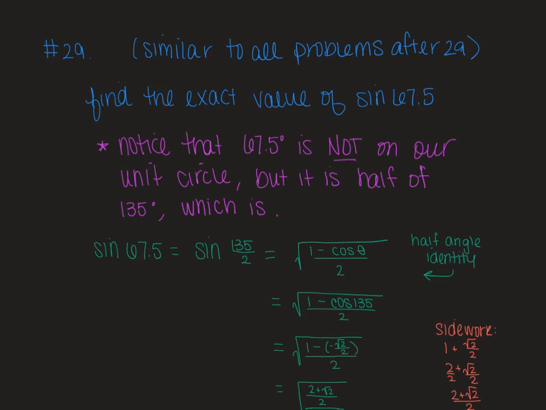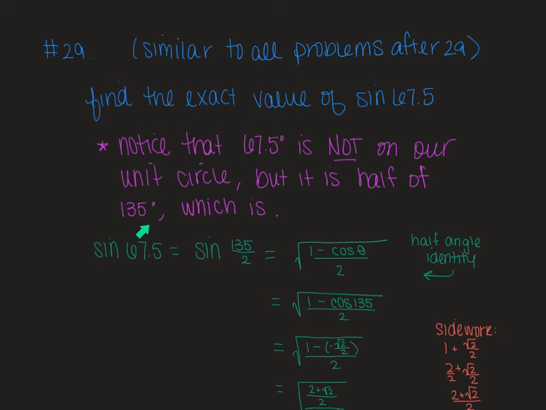All right, so on to the last group. This is number 29, and it's similar to all of the problems after number 29. The directions basically just say find the exact value, and then they give you different sine, cosine, and trig values. When you're looking at sine of 67.5, you have to reference your unit circle. 67.5 is not one of the measures on our unit circle, but it is half of 135, and that is. So if you notice that if you double this, you end up with one that's on your unit circle, then you can use what's called the half angle identities.